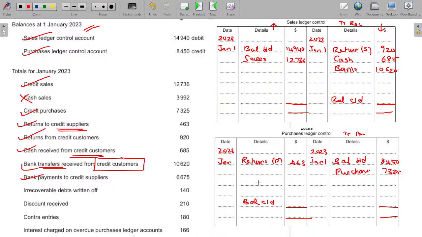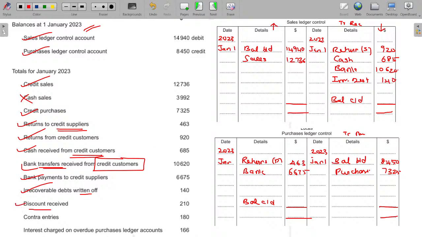Bank payments to credit suppliers, we made the payment to them. So bank 6,675. Irrecoverable debt written off. So irrecoverable debt written off, this value being 140.